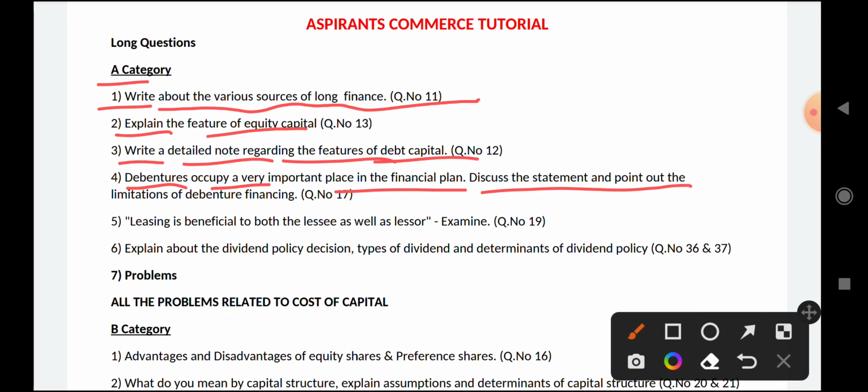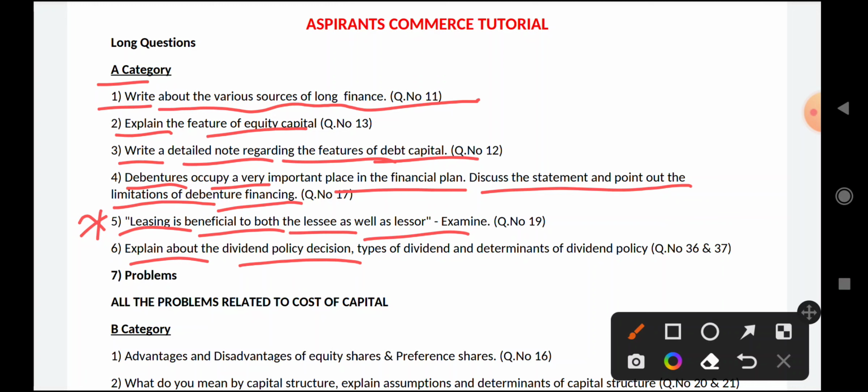Discuss the statement and point out the limitations of debenture financing. These are the questions. Leasing is beneficial for both lessee and lessor. Examine. ये भी क्वेश्चन पूछे जा सकते हैं. ये सब ए कैटेगरी वाले हैं ये यूनिट में से, यूनिट 3 में से.